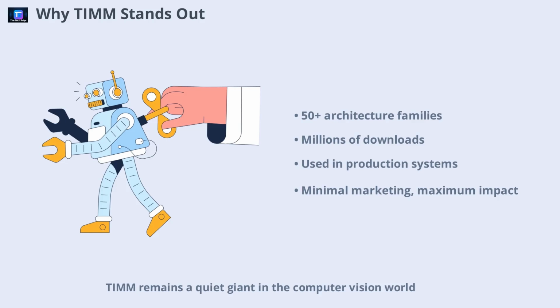Despite powering thousands of production systems and being downloaded millions of times, TIMM remains a quiet giant in the computer vision world. Unlike libraries with flashy marketing, TIMM focuses on engineering excellence. It supports over 50 architecture families and is trusted by Kaggle competitors and tech companies alike. Yet many tutorials still do things the hard way, manually downloading models and writing custom pre-processing code. The reason? TIMM doesn't advertise, it just works. Its understated presence belies its massive impact on the field.